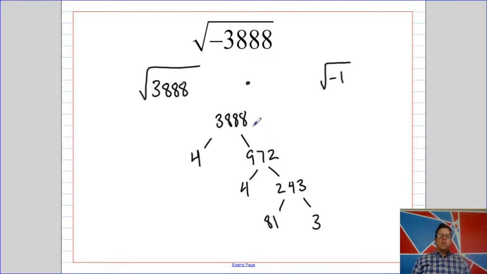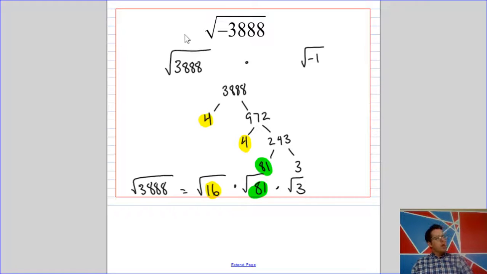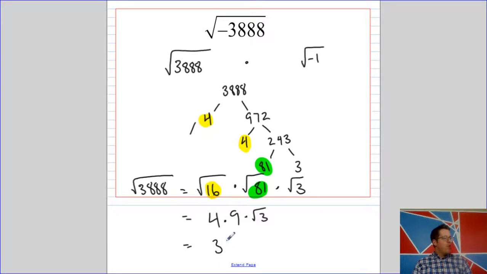So an alternate approach, other than the pick a square and factor it out method, is to use a factor tree. You might remember these from elementary school or middle school. Here's how that would be useful to us. By using a factor tree, we can see that 3,888 is 16 times 81 times 3, which means its square root is 4 times 9 times root 3. So all told, this simplifies down to 36 root 3 I.